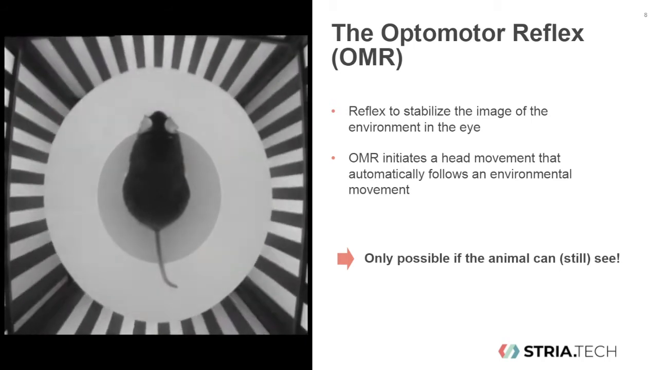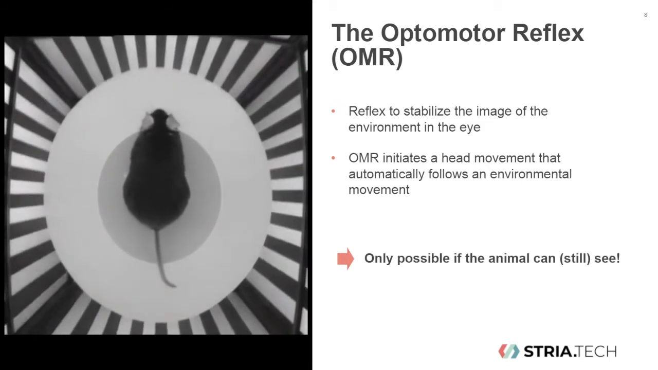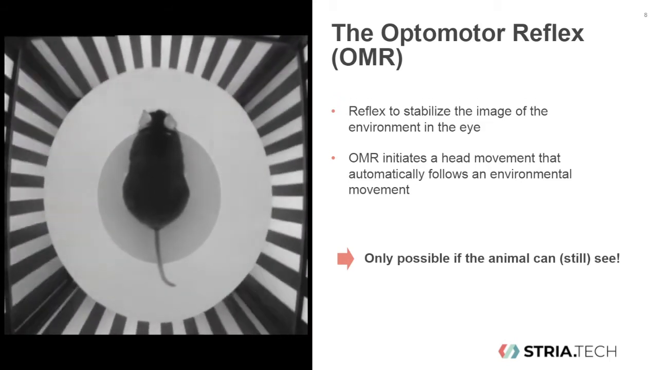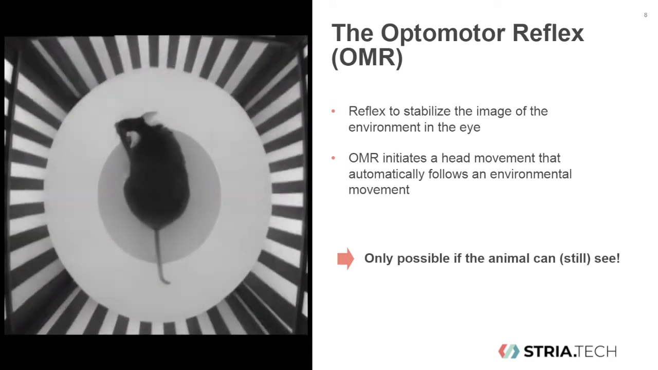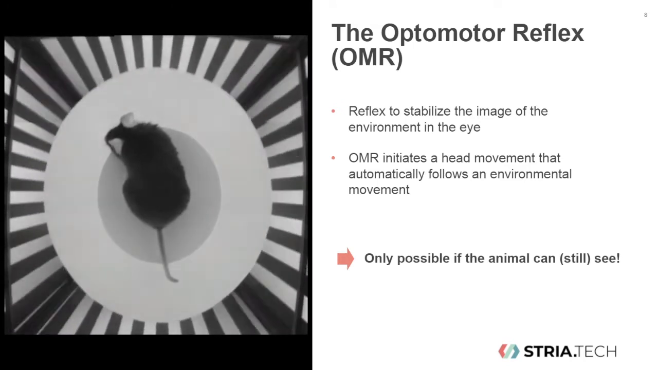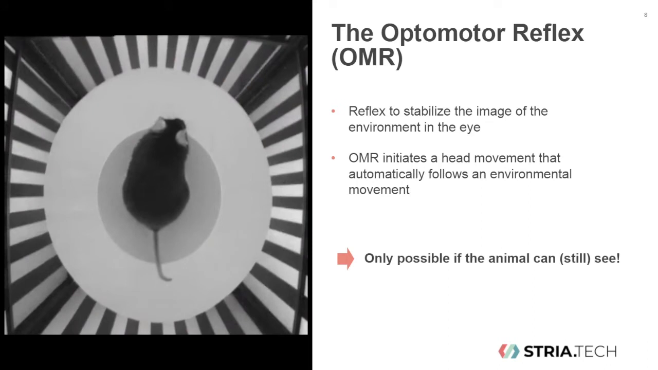You can see the optomotor reflex in action in this video, where we have recorded a mouse from above. The mouse follows this rotating stripe pattern with its gaze. To bring everyone on the same page, I will shortly explain what the optomotor reflex is. When there is a global movement of the environment, the optomotor reflex causes an involuntary head movement. The animal follows the moving environment with its gaze. The purpose of the optomotor reflex is to visually stabilize the environment.